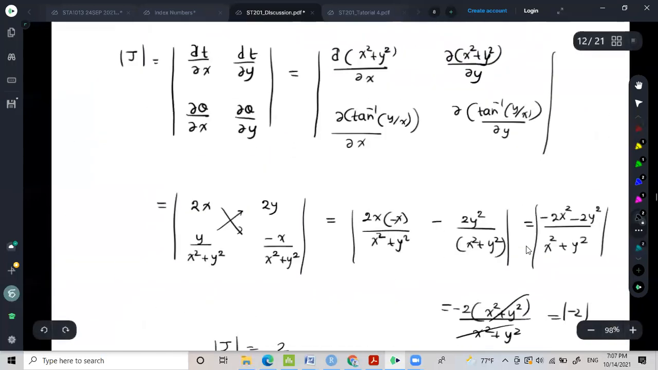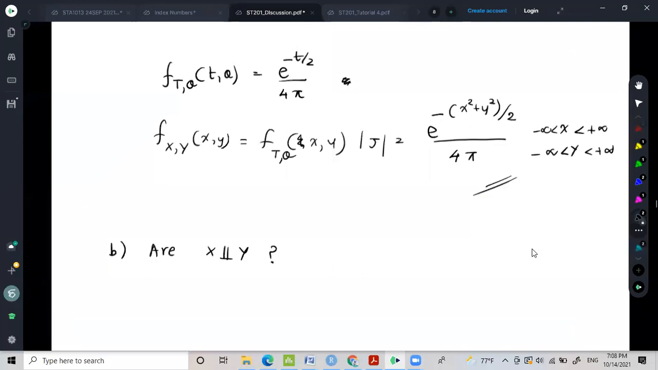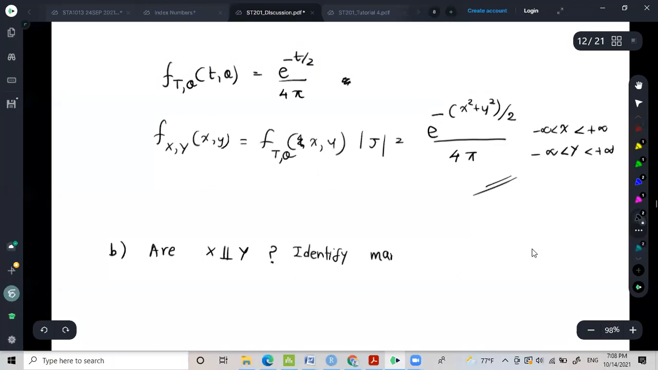And then you have part B. Part B is, are x and y independent? What do you think? And then it asks, identify the marginal densities. Not to derive, identify. Any guess?